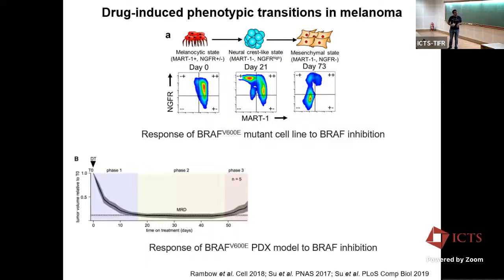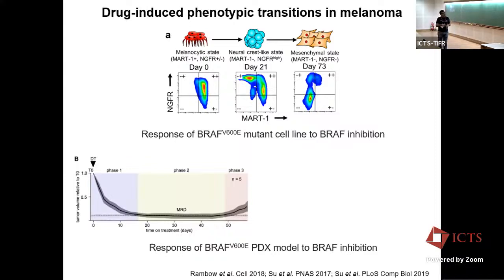Same observation has been seen in vivo as well. So this is again a BRAF mutant PDX model, where what you notice is that the tumor volume in this initial phase decreases dramatically when you give BRAF inhibition, and then there is this dormant phase for multiple days corresponding to 3 to 4 weeks, again called minimal residual disease, and after that, even in presence of the drug, you can see that the tumor begins to come up.